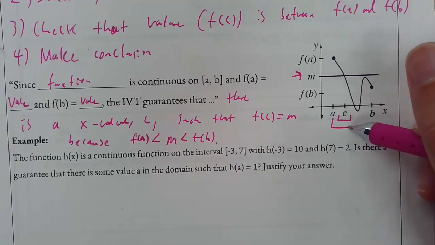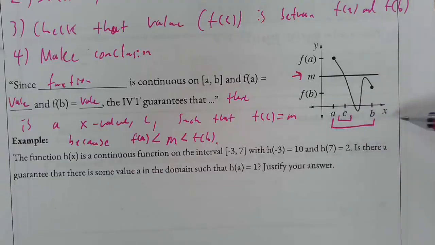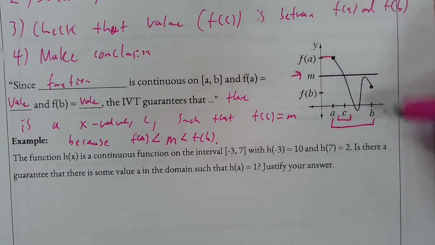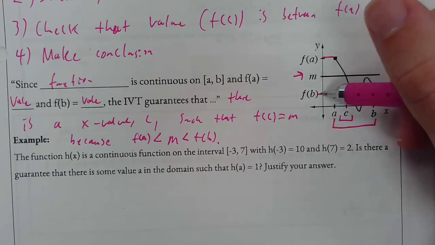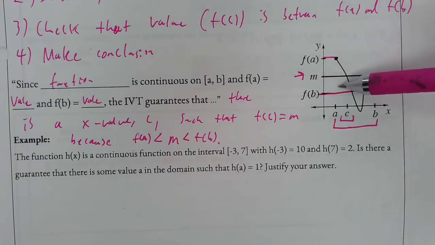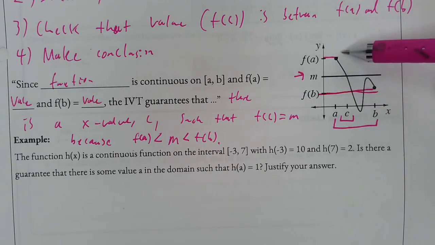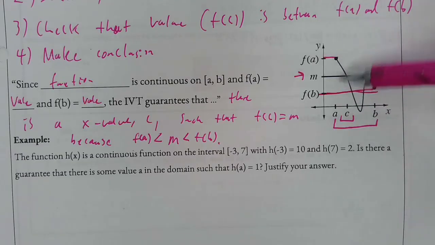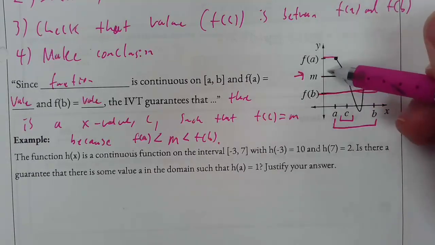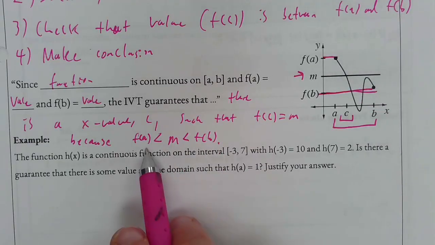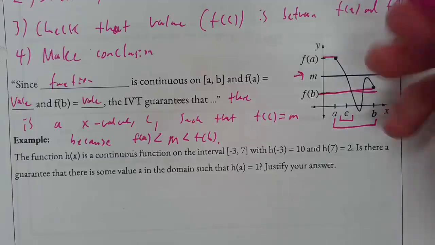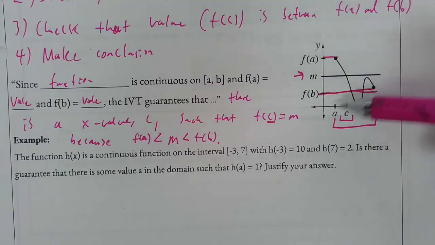You have this a to b, so this is the domain that we're looking at. We look at what f of a is. We look at what f of b is over here. And so the IVT guarantees that all these values between f of a and f of b have to have been hit. So, for example, m, because m is between f of a and f of b, that's what we're saying right here, there must be some x value c where f of c equals m. Does it make sense?